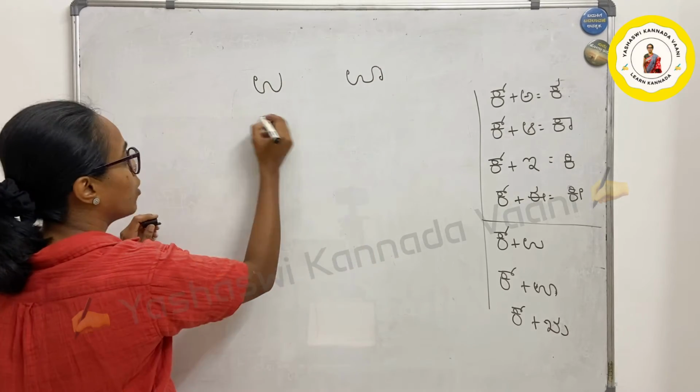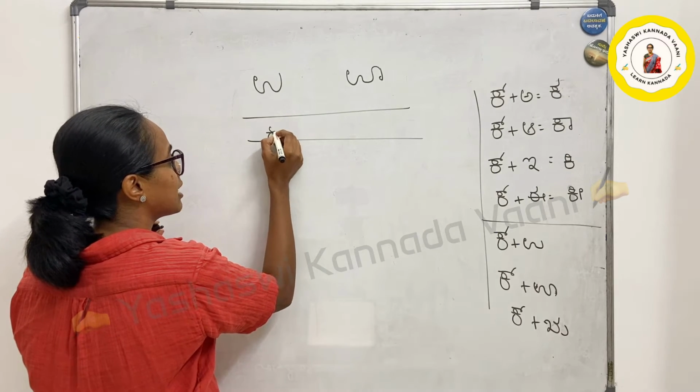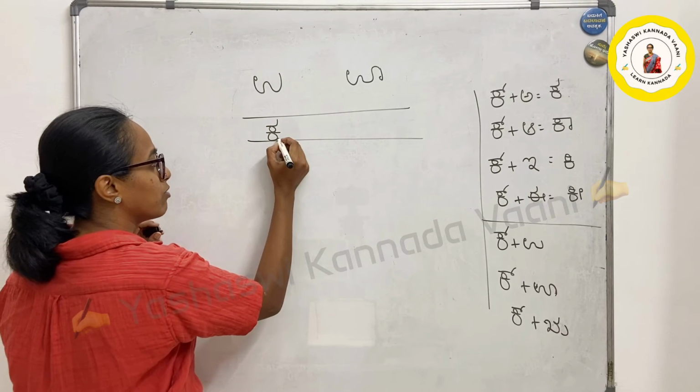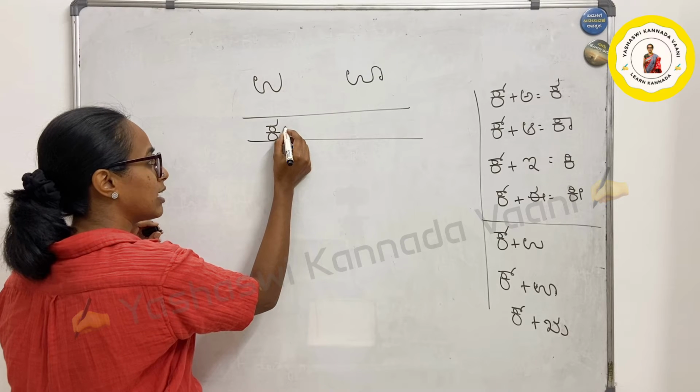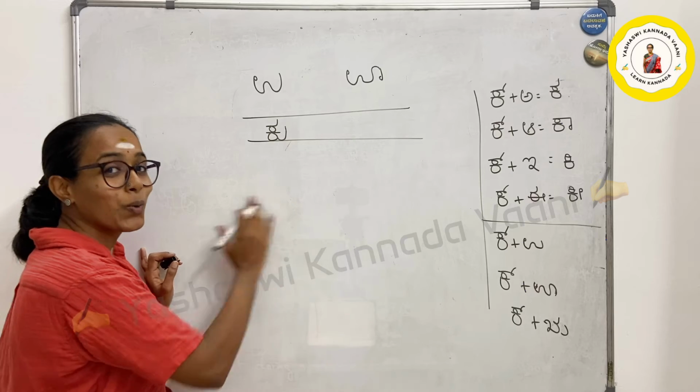Now I have a line. I want to write ku. First let me write ka. From here, go to the length of the letter. Do not go till the head. You can stop here. This is your ku.